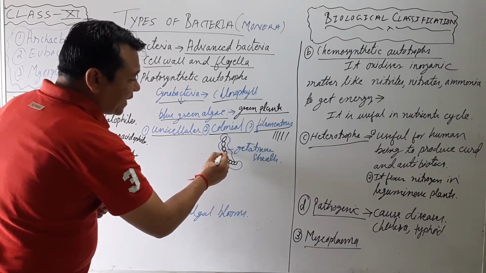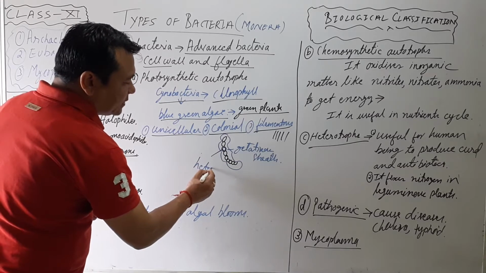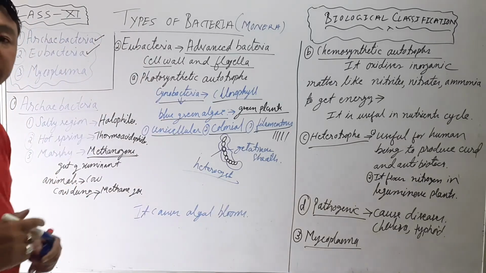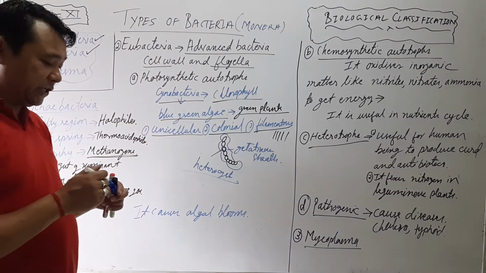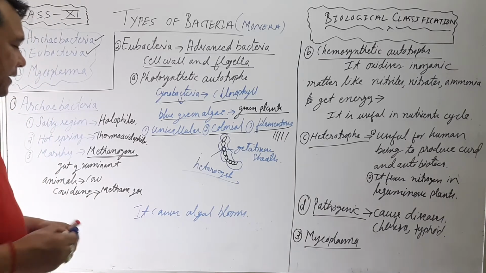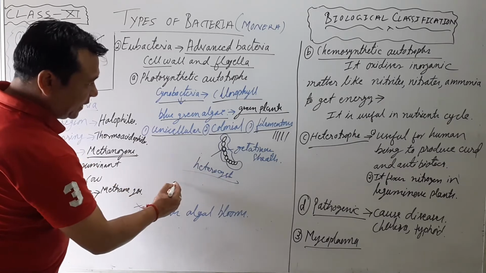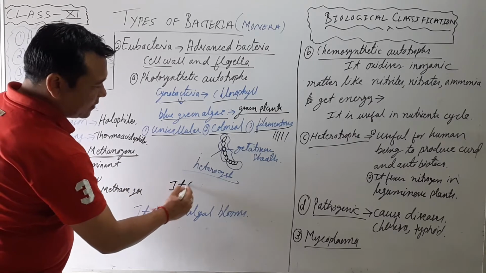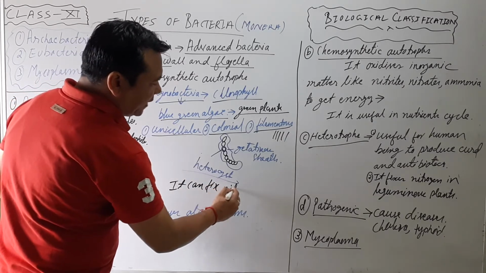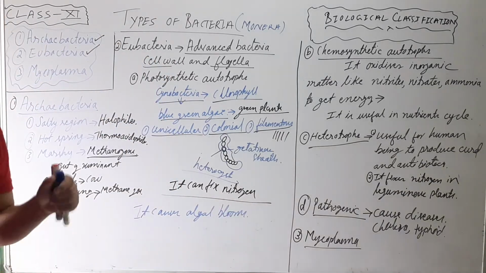Okay, the next one is cyanobacteria. If the cyanobacteria contain one structure, the structure is called a heterocyst. If the cyanobacteria contain heterocyst, then this cyanobacteria can fix nitrogen.